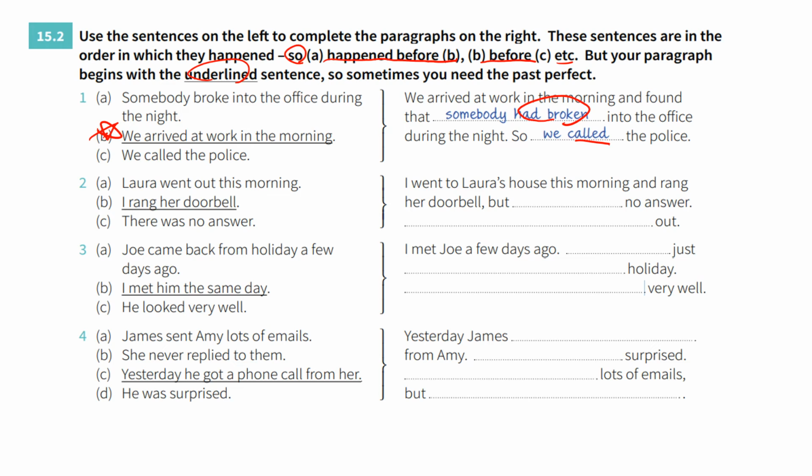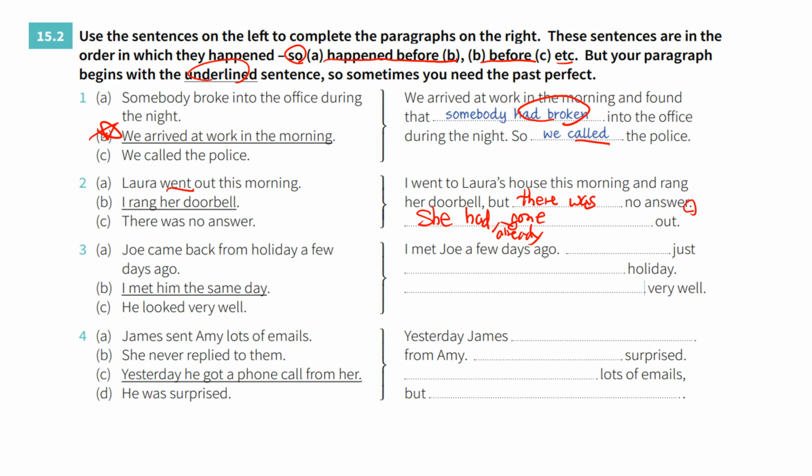Laura went out this morning. I rang her doorbell. There was no answer. I went to Laura's house this morning and rang her doorbell, but there was no answer. There was no answer because, okay, let's say she had gone out. If you want, you can say she had already gone out.